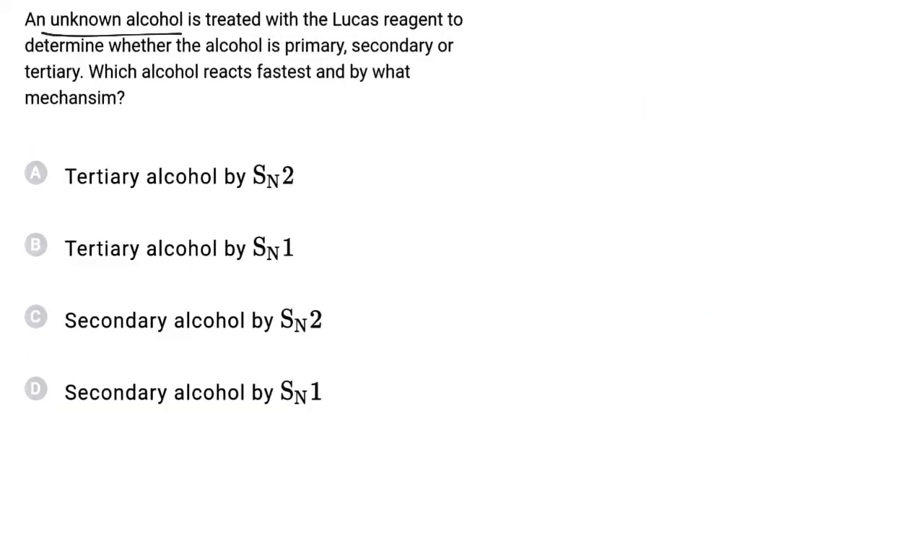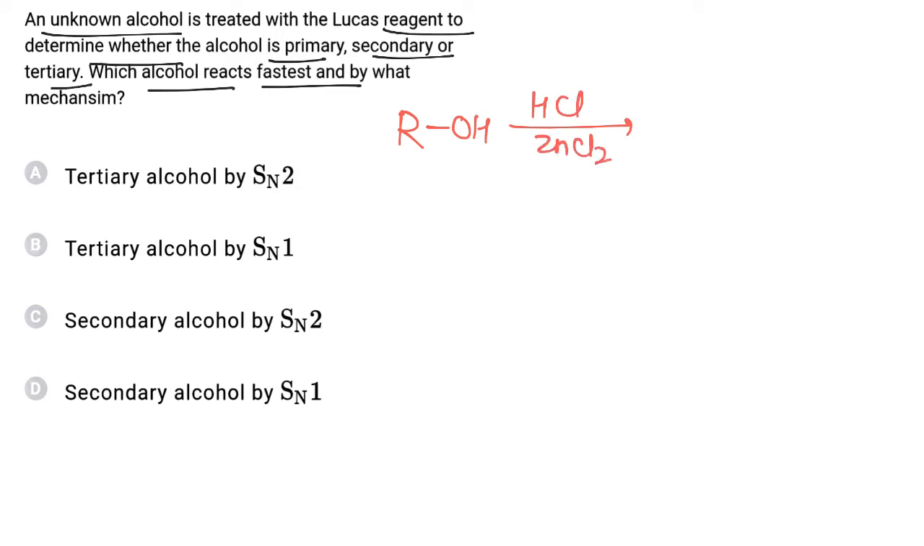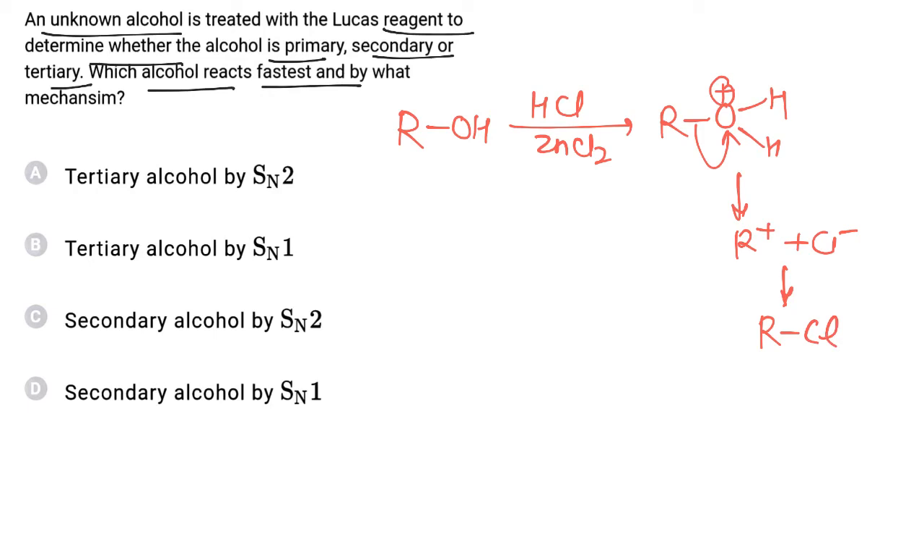An unknown alcohol is treated with Lucas reagent to determine whether the alcohol is primary, secondary or tertiary. Which alcohol reacts fastest, and by what mechanism? So, alcohols can be identified by the Lucas test. Alcohol on reacting with HCl and ZnCl2 is first converted to an oxonium ion. Now after removal of a water molecule, a carbocation is formed. Now this carbocation will combine with Cl negative to form alkyl halide.